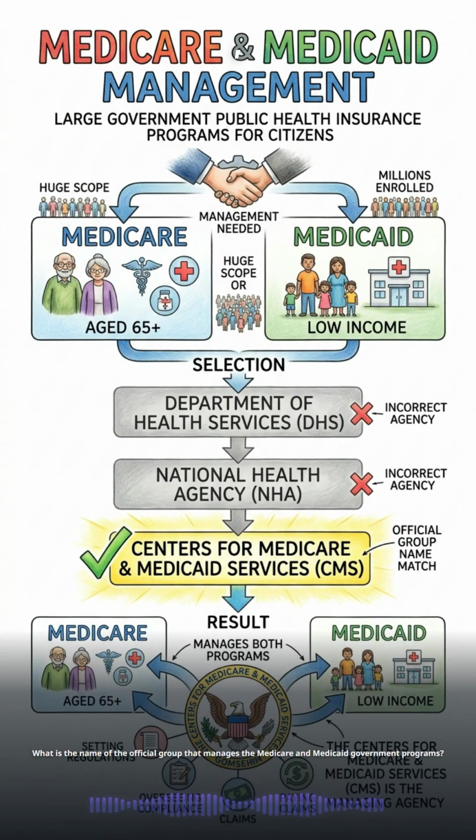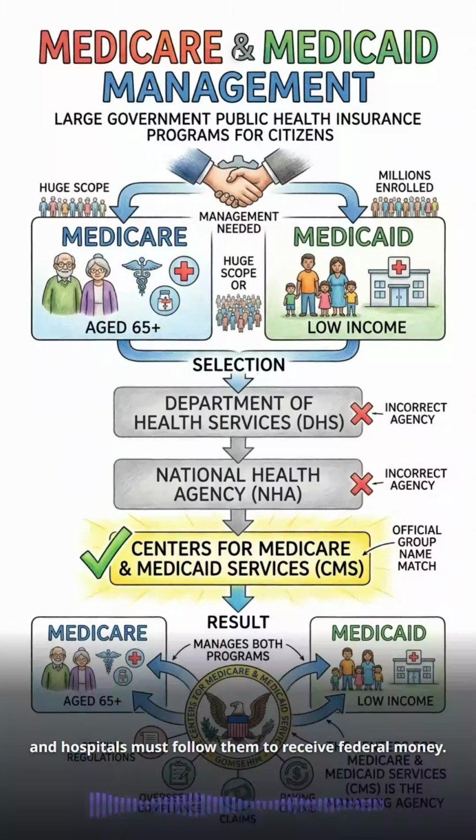47. What is the name of the official group that manages the Medicare and Medicaid government programs? The Centers for Medicare and Medicaid Services manages these large public health insurance programs for citizens. This government agency creates many strict rules, and hospitals must follow them to receive federal money.